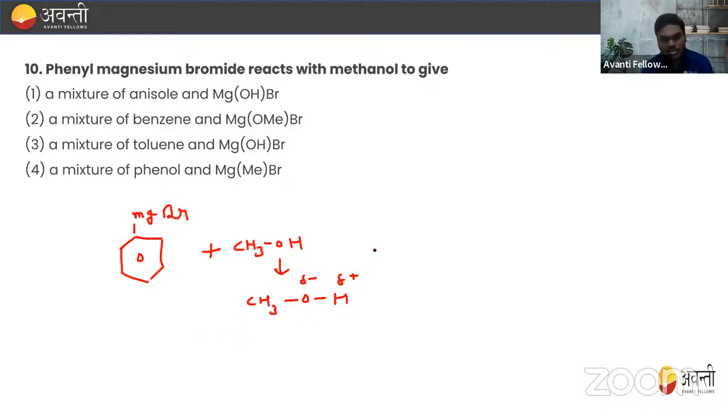So what will form? When phenyl magnesium bromide reacts with methanol, what forms, beta? That is nothing but benzene plus MgOCH3Br, right? MgOCH3Br and benzene. So which option is correct?